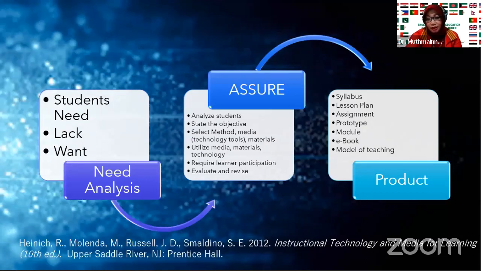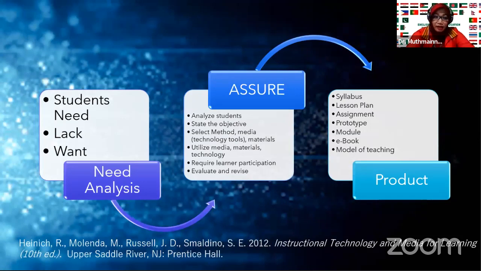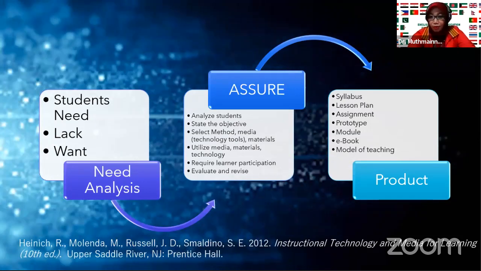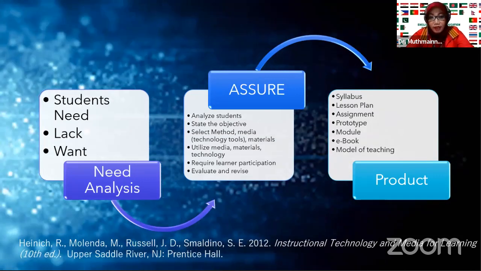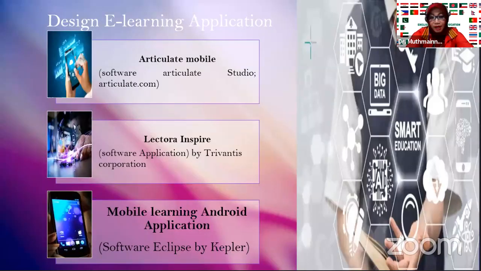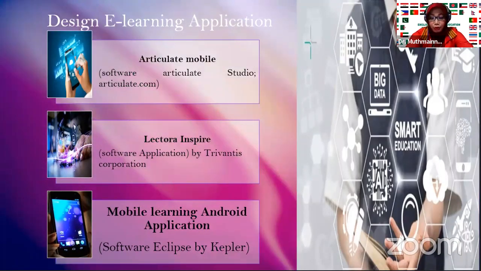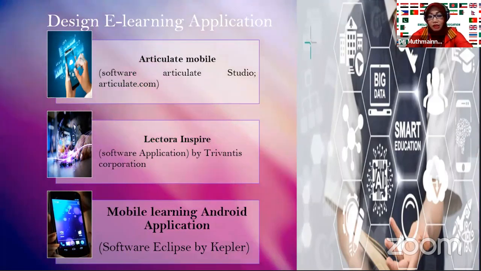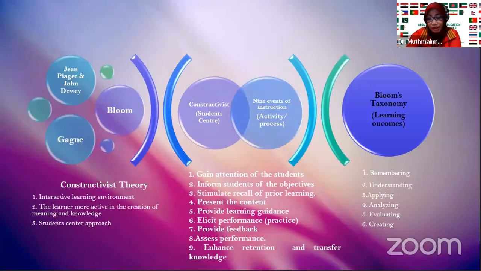This is the procedure when you want to design your material: needs analysis, then the methodology, and the product will be an ebook, for example, or a digital book. This is one of my experiences developing material based on student needs. This is my digital product, and these are some applications that can help you design your digital material, such as Articulate Mobile, Lecture Inspire, or a mobile learning Android application.